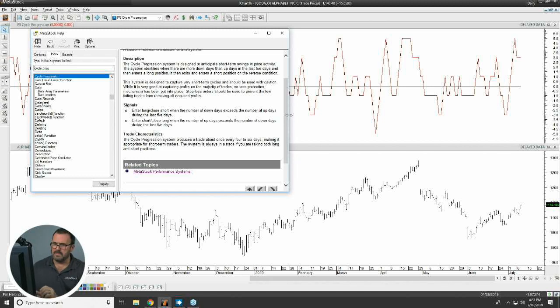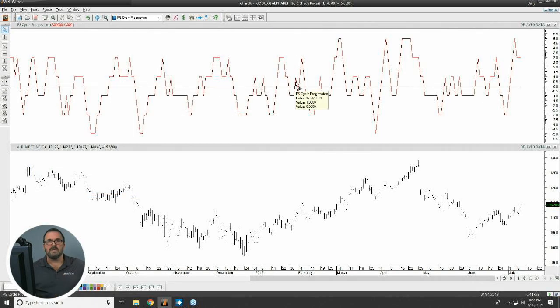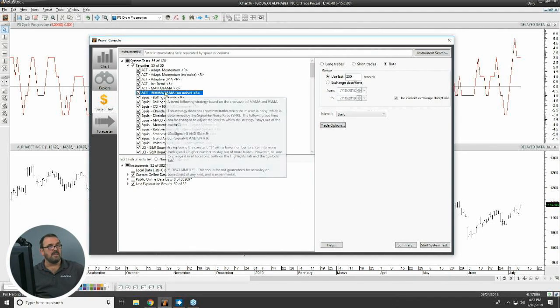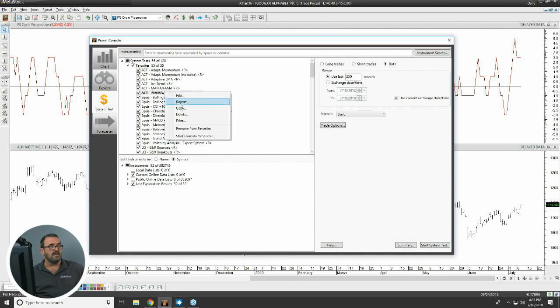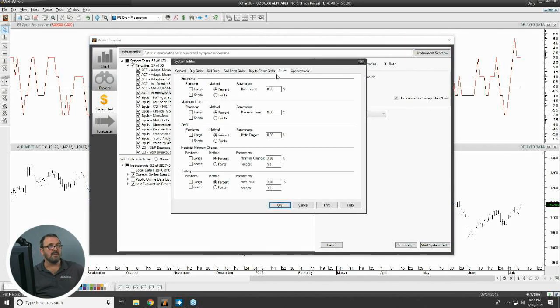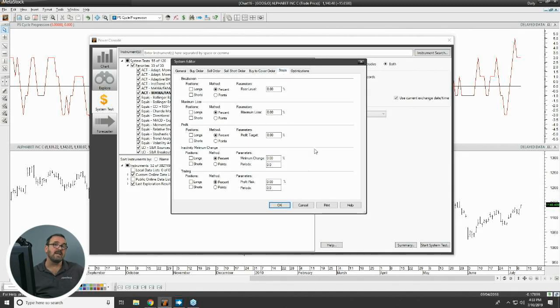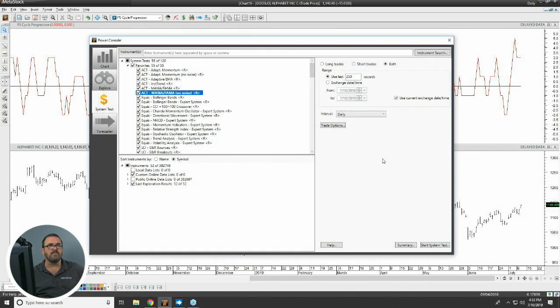All right, this is a good time to mention that when you do a system test, generally speaking, it doesn't even include a stop loss. And if you do decide, hey, I want to enter a stop loss, you can go into the system, if it's editable, and go to stops and place that information in there. So you can put that information in your systems. But by default, we don't have stop loss in our test because some people don't want to do it on the test for whatever reason.